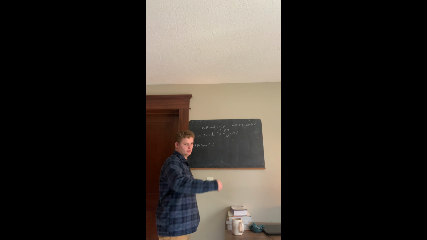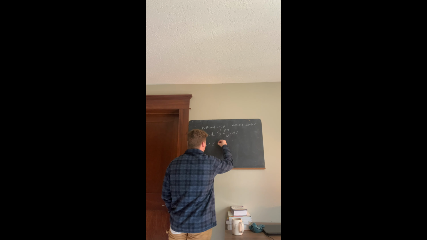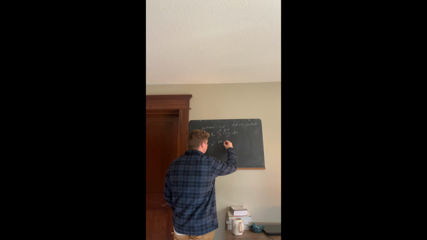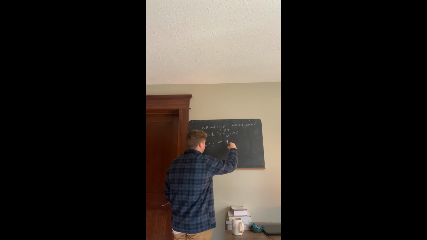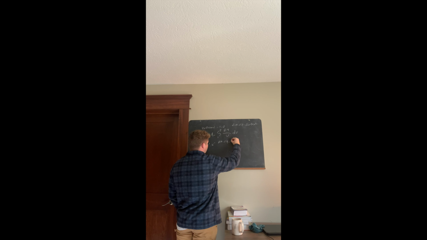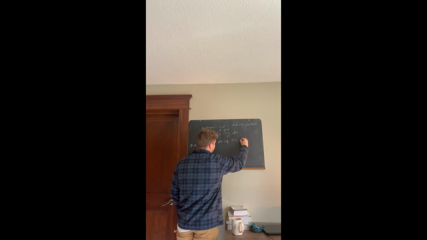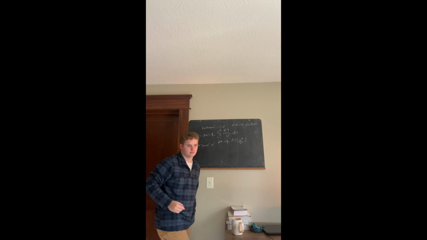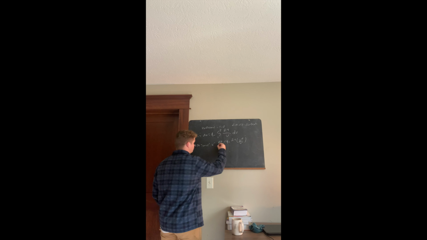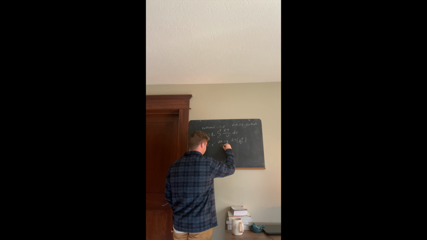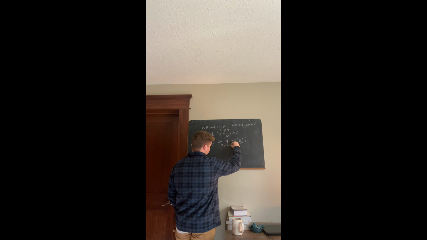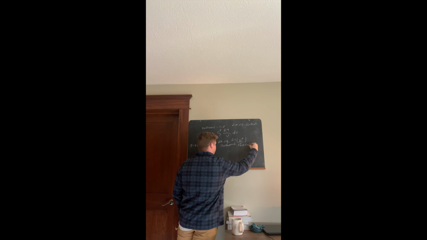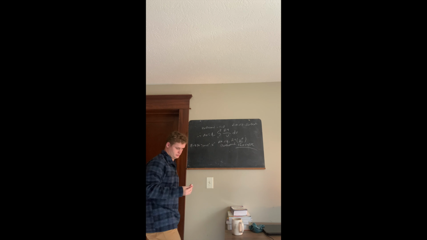And what we're going to do from here is basically just simplify it a little bit. So it's Q minus R T times the natural log of V2 divided by V1. And this is for an isothermal reversible process. That's reversible. All right.